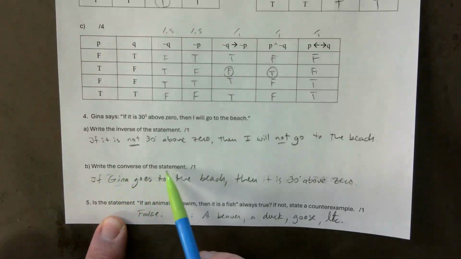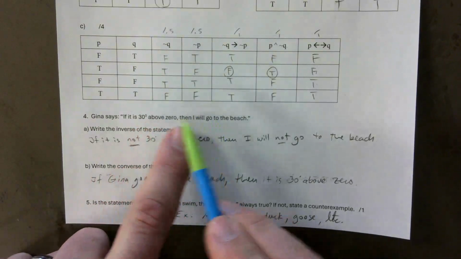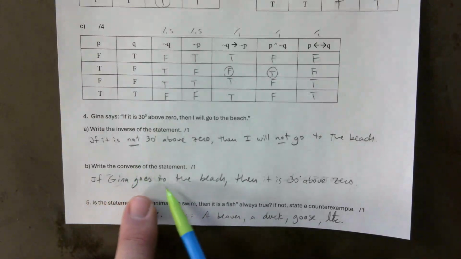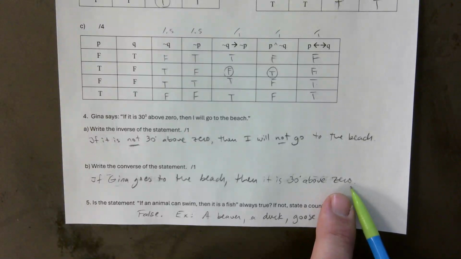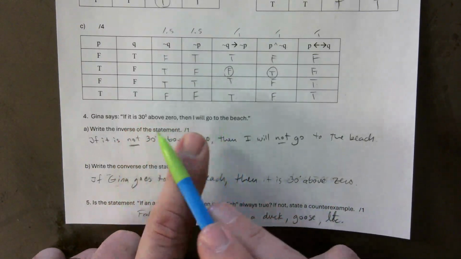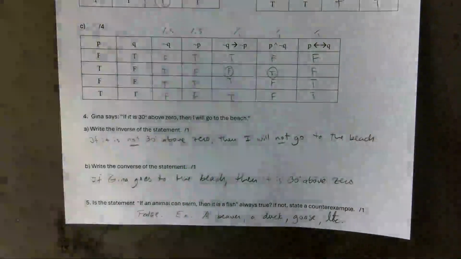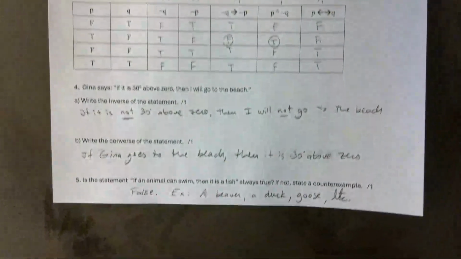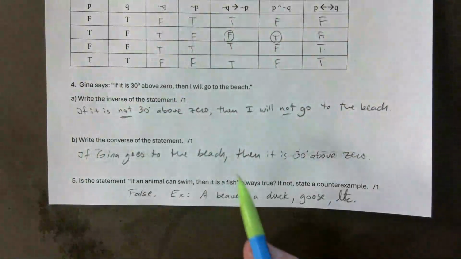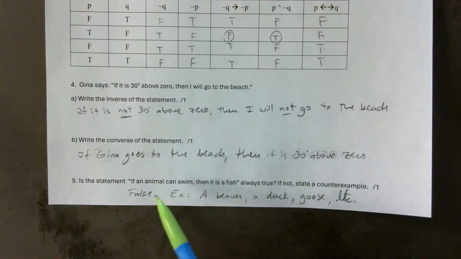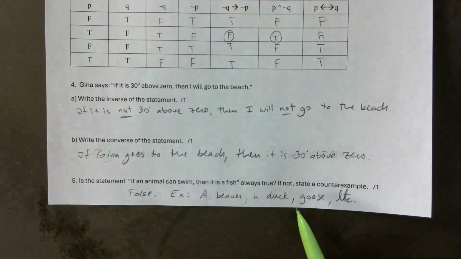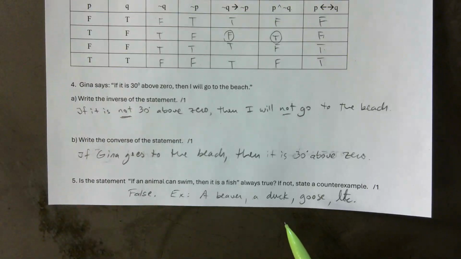B, write the converse of this statement. You take this and you flip it. If Gina goes to the beach, then it is 30 degrees above 0. So you're literally just flipping the P and the Q parts. And then last one, if an animal can swim, then it is a fish. Is that always true? If not, state a counterexample. That is false. You can talk about a beaver, a duck, a goose, anything that swims and it's not a fish. You get the mark.